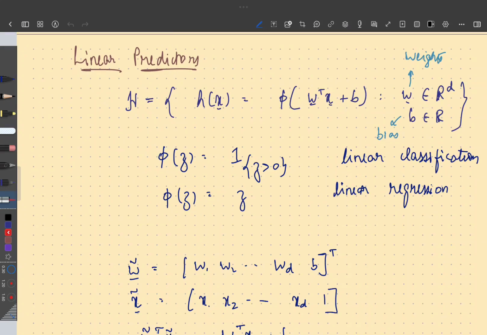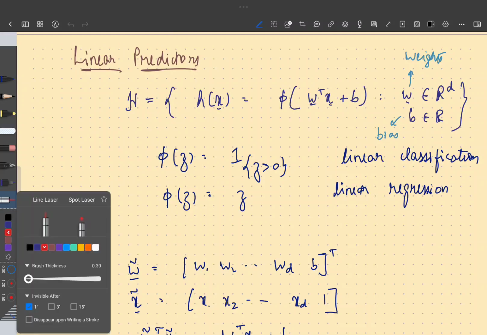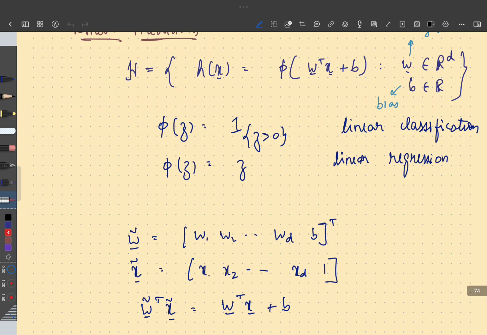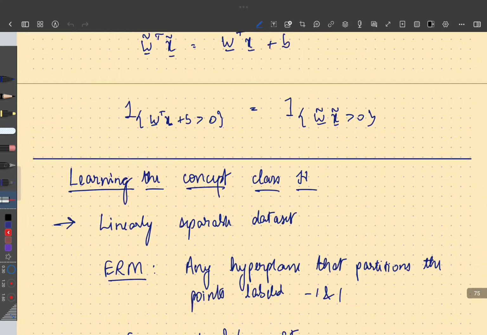Right, so in the last class, I defined the class of linear predictors, and we were studying properties of these linear predictors. A linear predictor is anything which is just a composition of an affine function with some nonlinear function. In the context of linear classification, this nonlinear function is just the indicator that the corresponding argument is greater than 0. And in the context of linear regression, this is just the identity function.